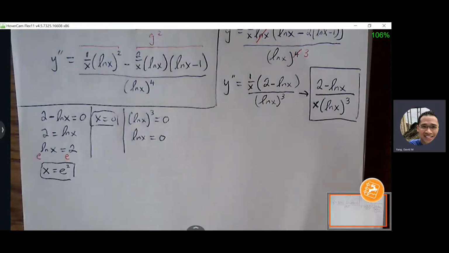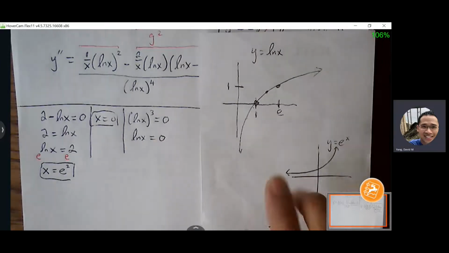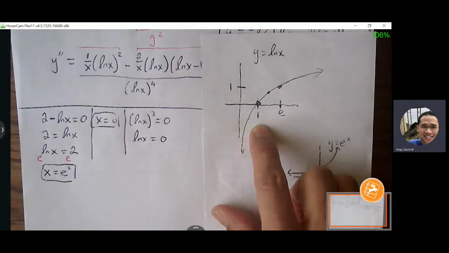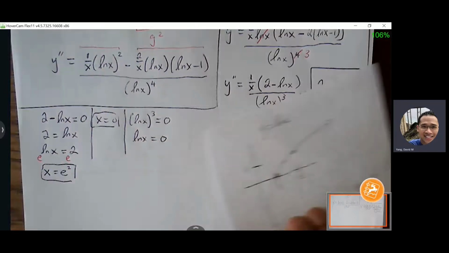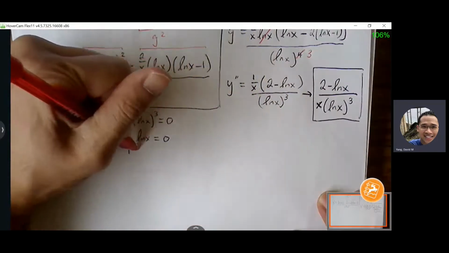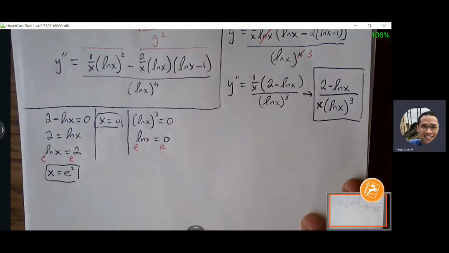Okay, when is natural log of x equal to 0? You can use the table or use the graph that you know. Natural log of 1 is equal to 0, or algebraically raise both sides, e is the base. x equals 1.